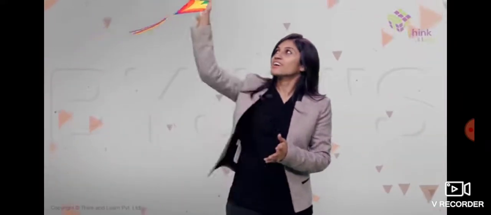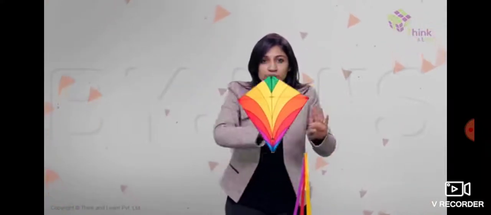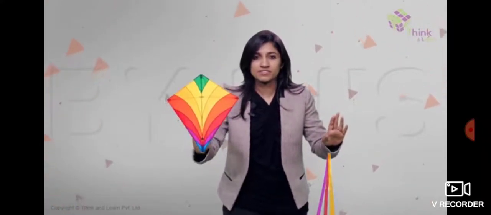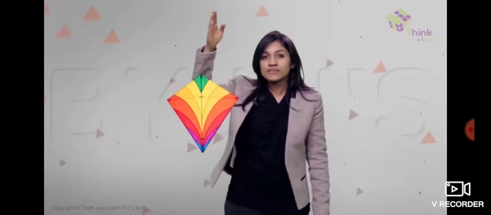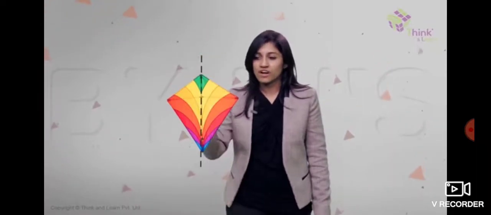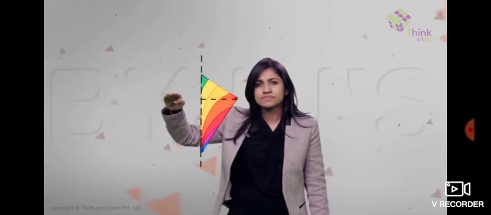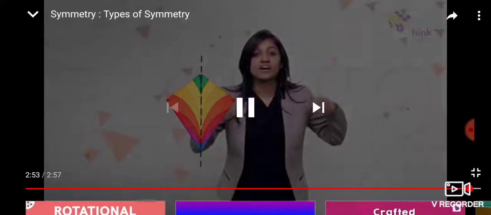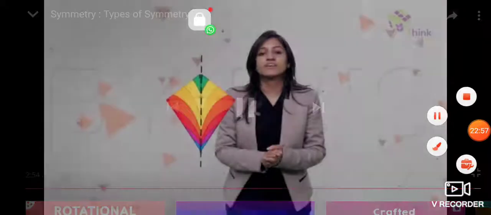First, a kite. If I pull out the shape, I get this, right? So let me try drawing a line here and flip it. It works. What about a line here? Clearly, that doesn't work, right? So that's one line of symmetry. A kite shows one line of symmetry.